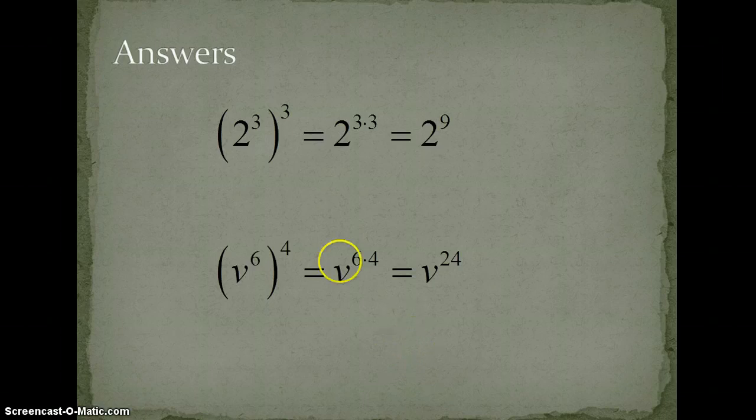Okay, here are your answers. 2 to the third power raised to the third power means 2 to the third power times 3. 2 to the ninth power is your answer. V to the sixth power raised to the fourth power, V to the 6 times 4, so you have V to the 24th power.